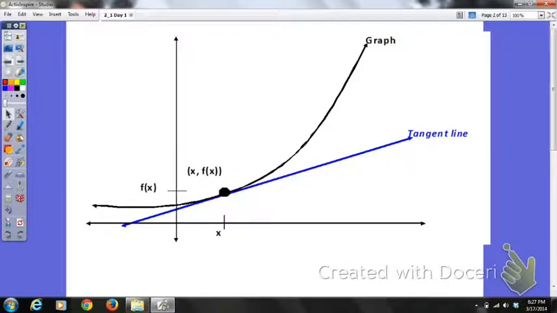Here's a visual representation of a function f of x and a line tangent to that function. The question is, what is the slope of the tangent line at that exact point?